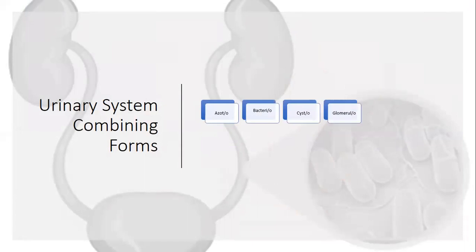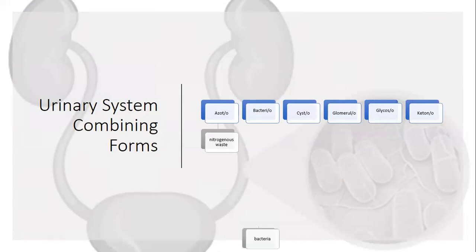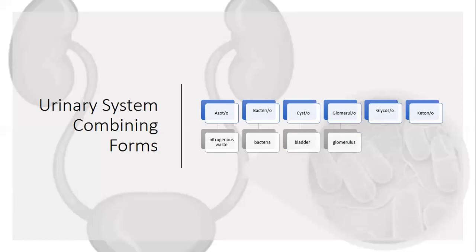Urinary system combining forms like azote or azoto, bacterio, cysto, glomero, glyco, and ketone. We know that azote is like nitrogenous waste, like BUN, and bacteria from bacterio, and bladder from cysto, glomerulus from glomerulo, and sugar or glucose from glyco, and ketones from ketone.